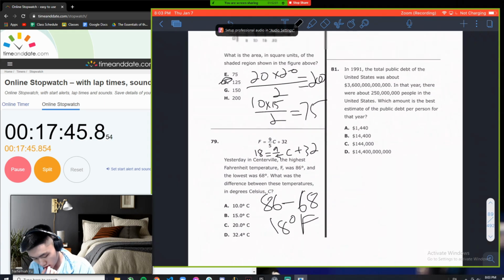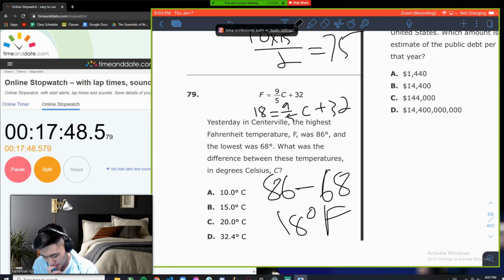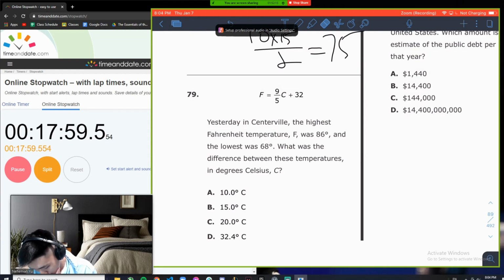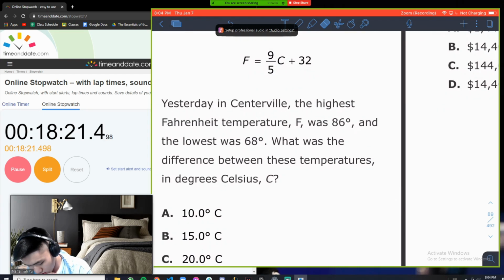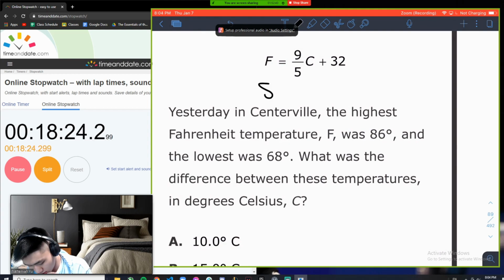That does not seem right. Okay. I don't know what I'm doing. But I think that was right. How's that wrong? Whatever. I guess you can just plug it in.